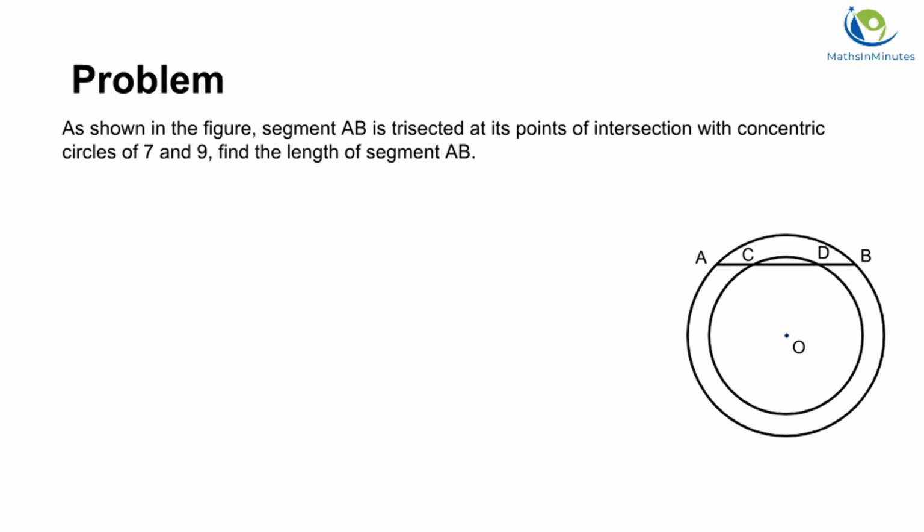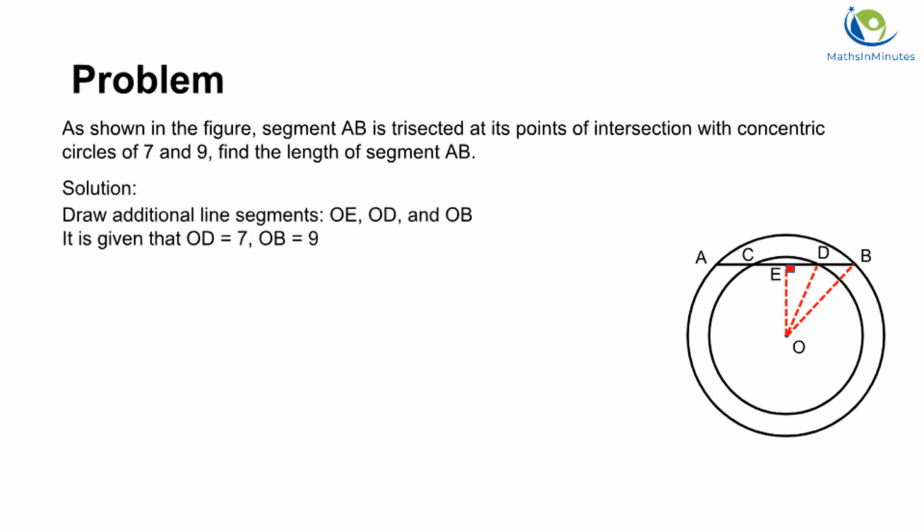We can draw additional lines to construct triangles. We draw the first line from center O to point B, the second line from center O to point D, and the third line from center O to point E, which is perpendicular to line AB. By drawing the three lines, we create two right triangles, triangle OED and triangle OEB. Then, we can apply Pythagorean theorem on the two right triangles to solve the problem. Now, let's work on the solution.